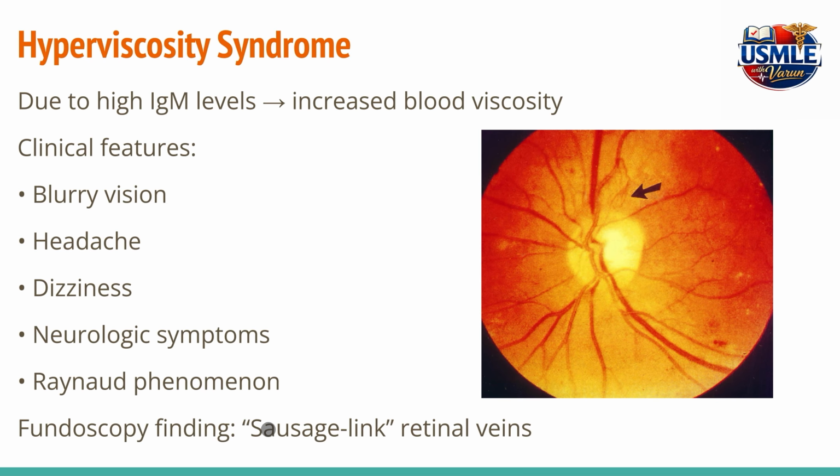The fundoscopy finding in a case of hyperviscosity syndrome is sausage-linked retinal veins. Whenever there are unbranched segmental retinal veins, you need to think about a characteristic sausage-linked retinal vein appearance, as you can see in this image.